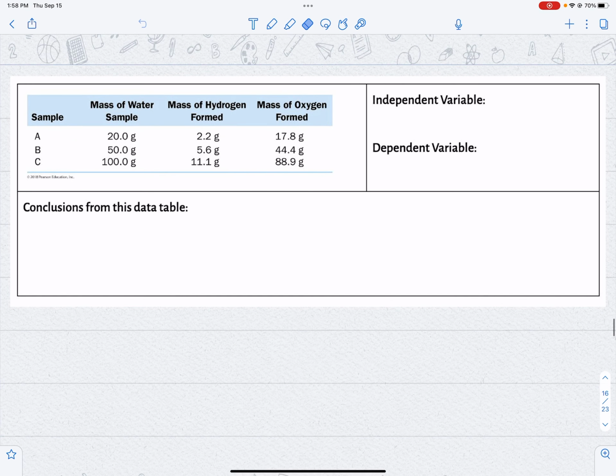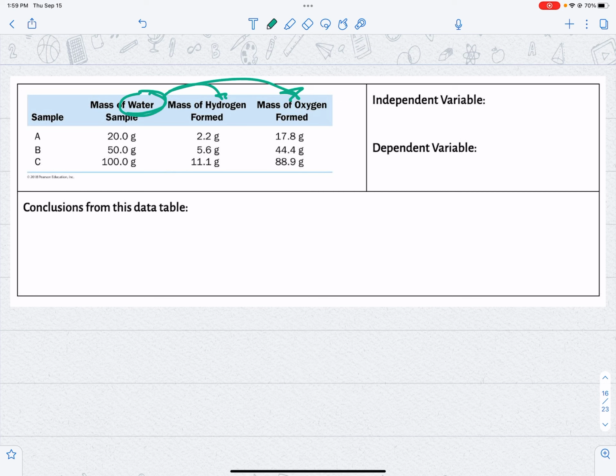And so you have two data tables. This first one here looks like 3 different samples of water, A, B, and C. Sample 1, or A, is 20 grams, sample B is 50, sample C is 100. And from the data table, it looks like what has happened is that I have changed water, or split water, into its component elements, the mass of hydrogen and the mass of oxygen.